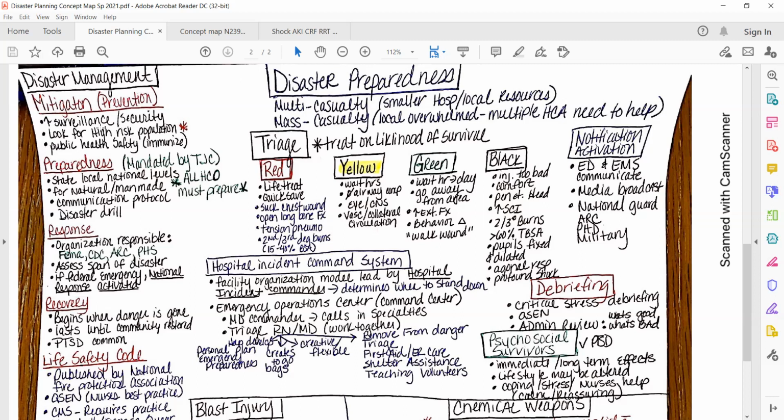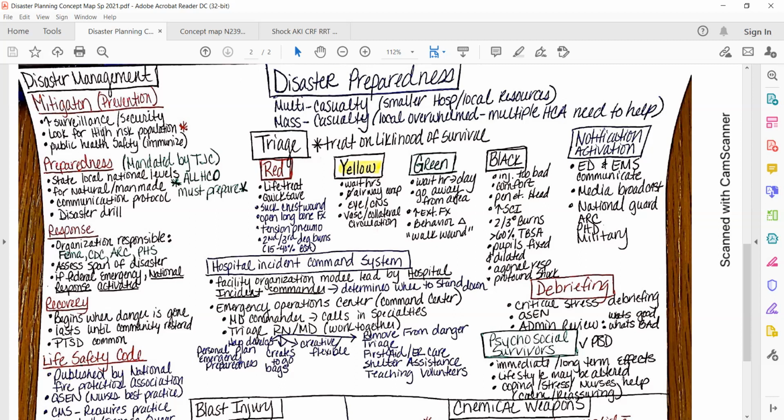So, looking for the highest risk population, and then looking at public health. Immunization is standard across the book as the highest likelihood of preventing disease. Preparedness is mandated by our Joint Commission, right? So we have state, national, and local mandates. All healthcare organizations have some kind of mandate as far as how they're supposed to take care of these disasters. There's a communication protocol. We must prepare.